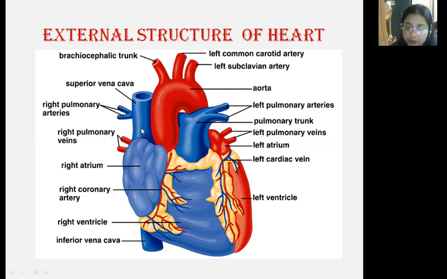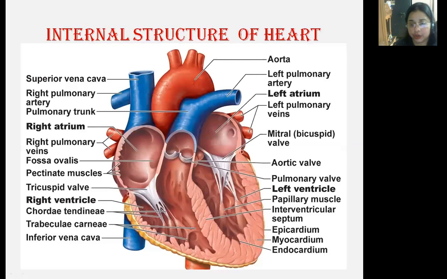Now the superior vena cava and inferior vena cava, these two are draining blood into the right atrium, and the pulmonary veins are draining blood to the left atrium. So this is the view from outside. The external structure of the heart is shown here.